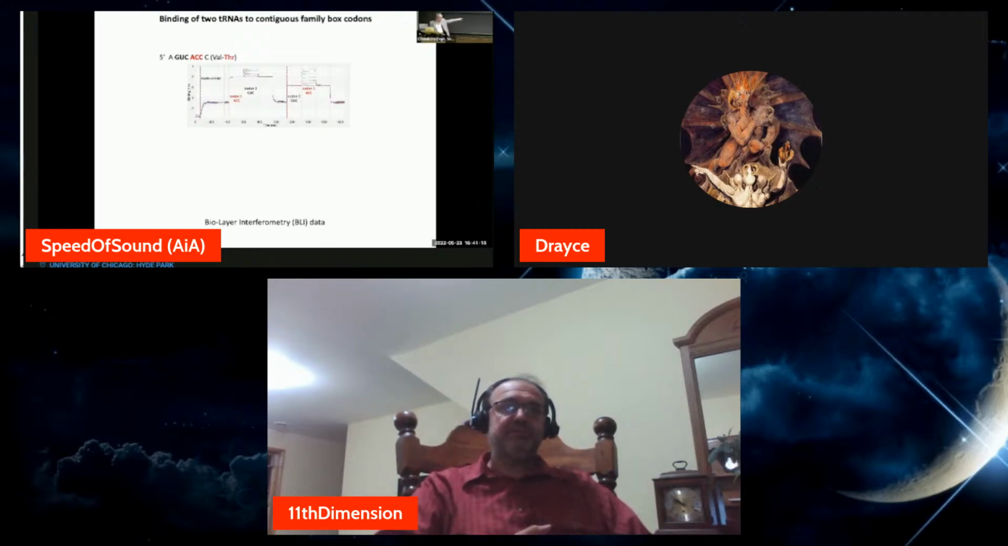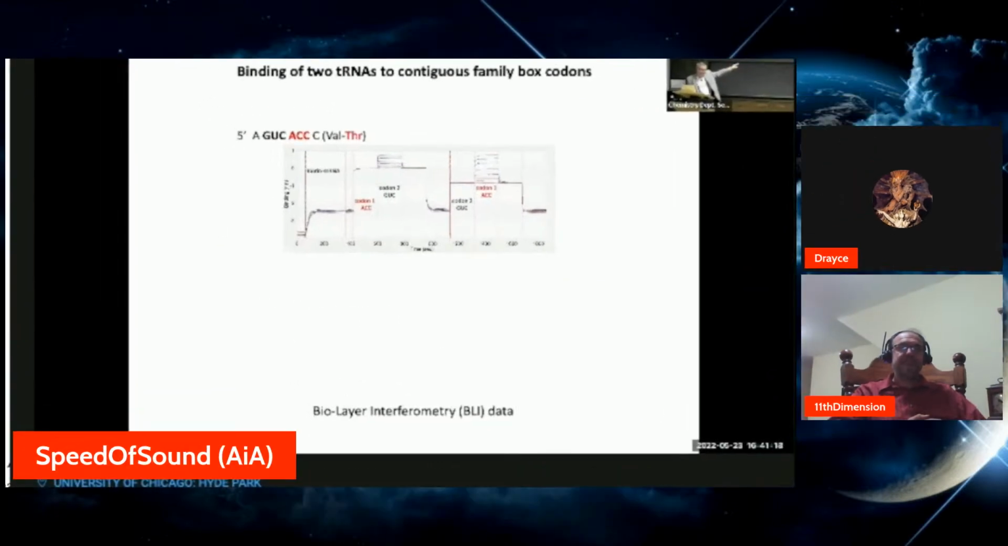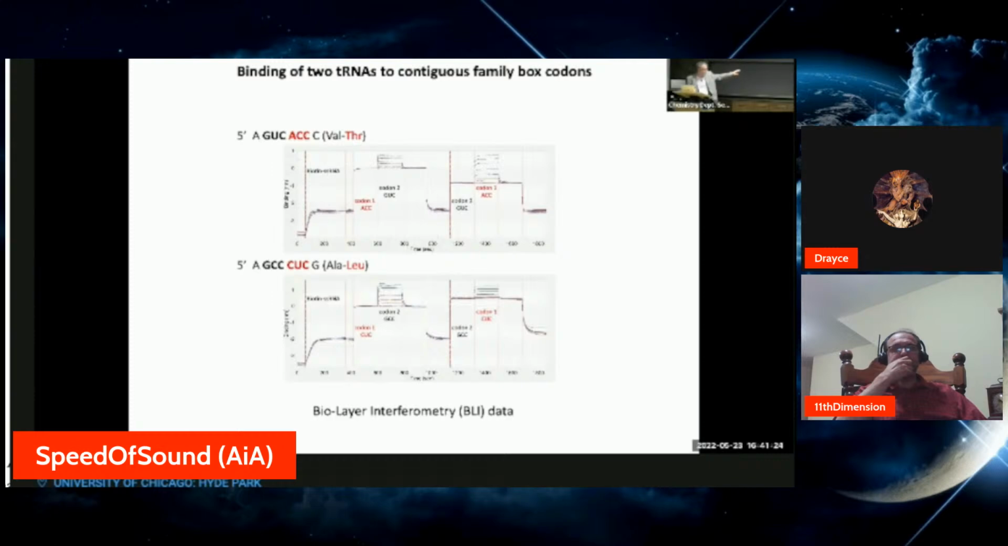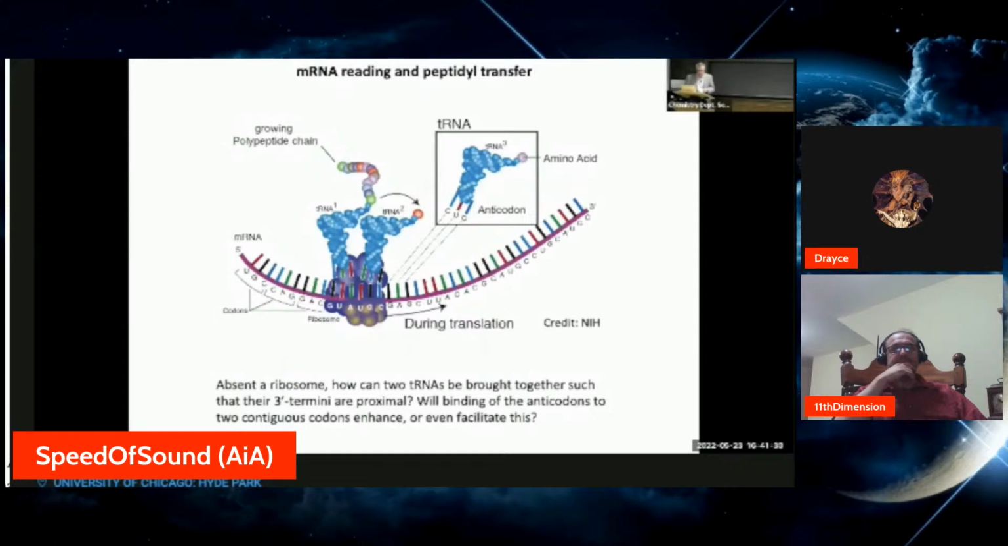Biolayer interferometry data that shows the binding of one codon, anticodon pair, then the second one, then unbind the second, then unbind the first. And we do that with another pairwise combination. Same thing is true. And the reason we think that's relevant is because in the early stages of translation, you have to bring two tRNAs together.